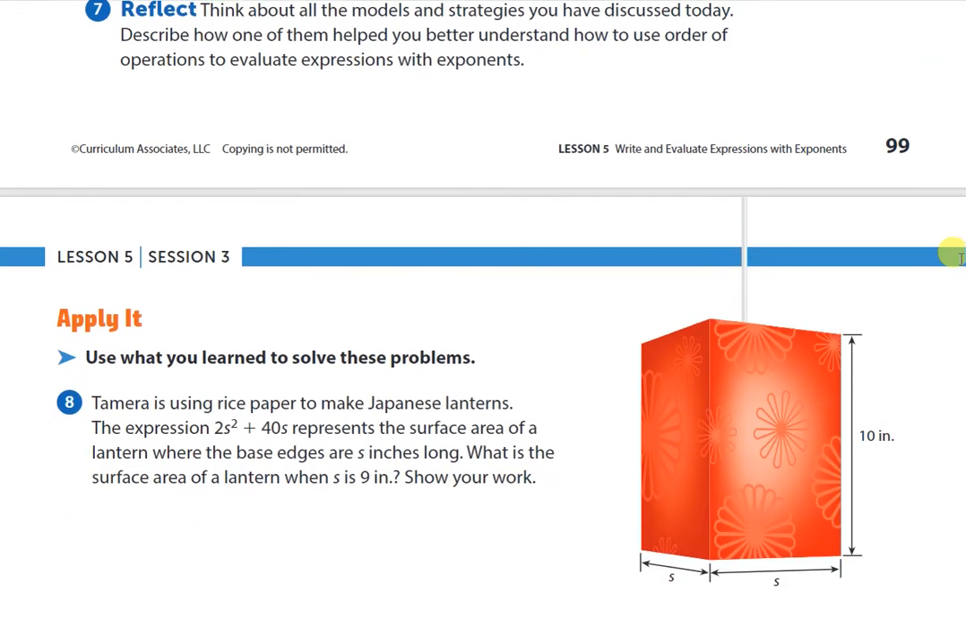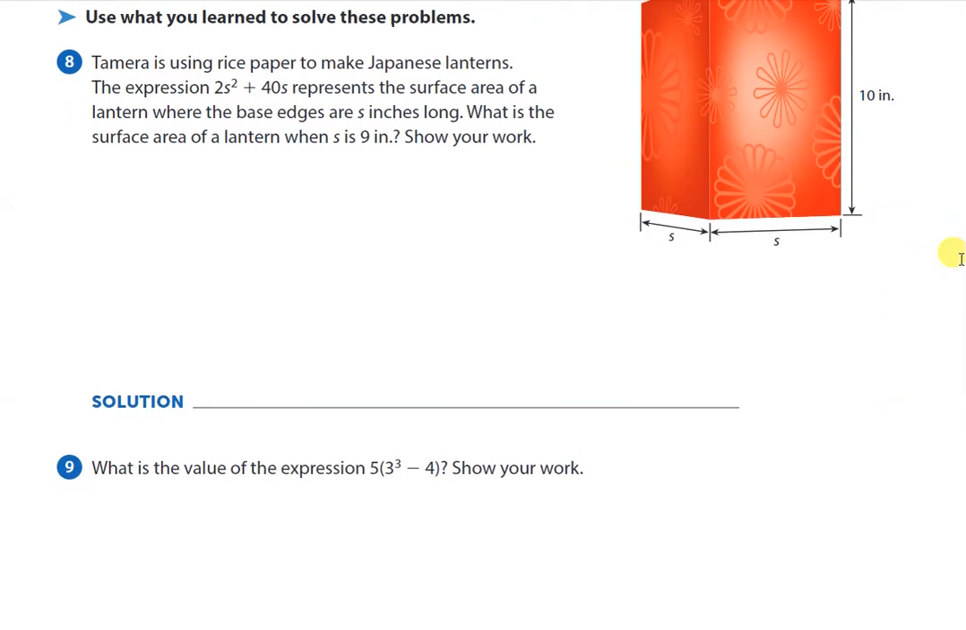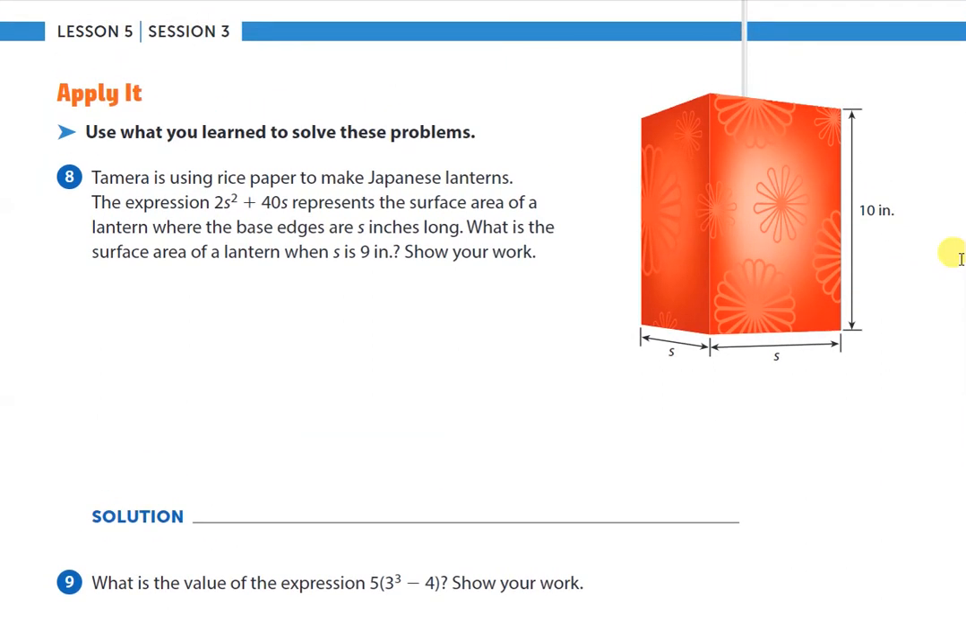Okay, so page 100. Tamara is using rice paper to make Japanese lanterns. The expression 2 times s squared plus 40 times s represents the surface area of a lantern where the base edges, so down here the base edges are s inches long. In this drawing, this one looks a little shorter, but it's just because it goes back. If they both say s, then they're the same, which means the base is a square.